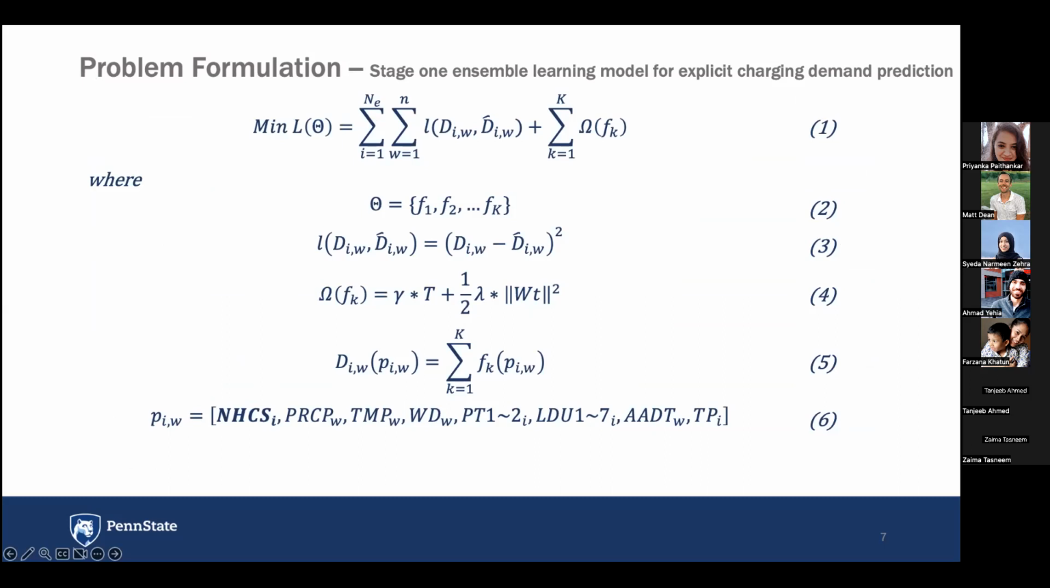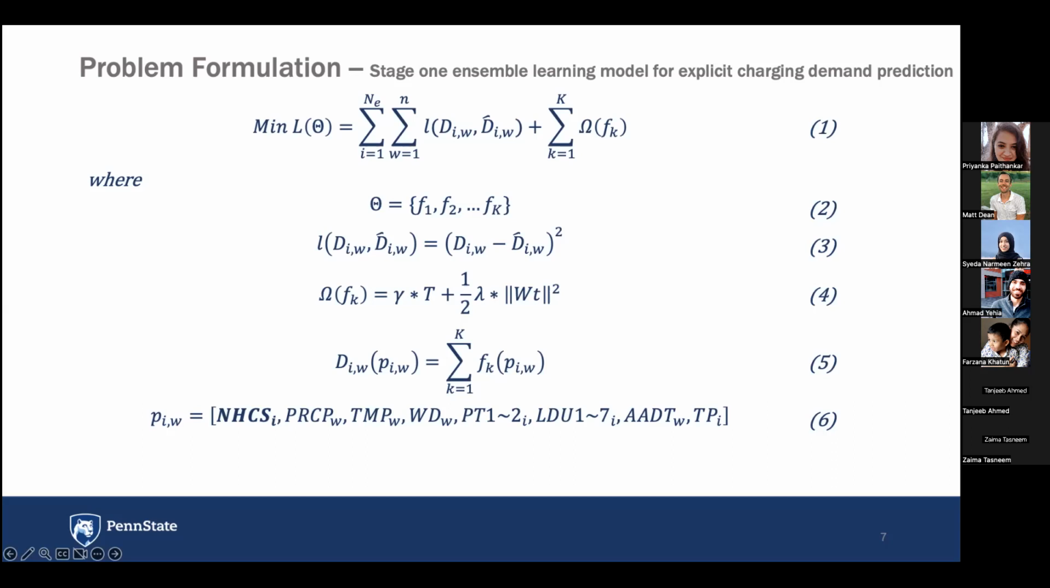This is the stage 1 ensemble learning model for explicit charging demand prediction. With the target variable and 15 features at the input, equation 1 is the objective function of the ensemble learning model. It is to minimize the difference between the real value and the predicted value. The first component is the loss component to encourage the model to learn. And the second item in the objective function is the regularization component to avoid overfitting.